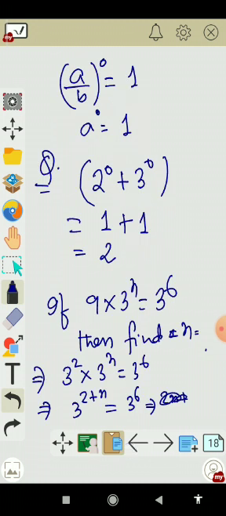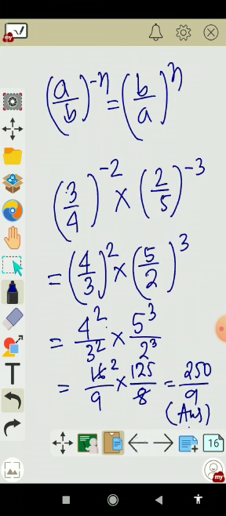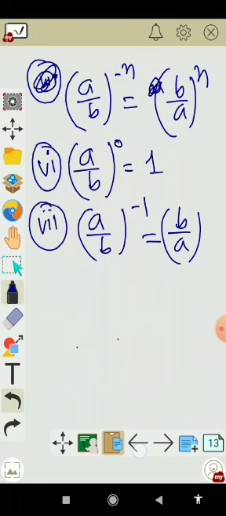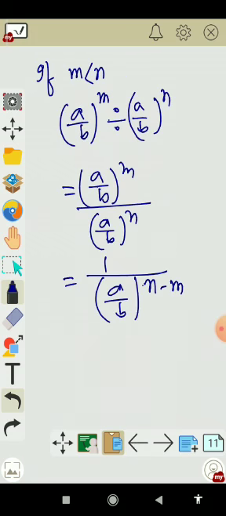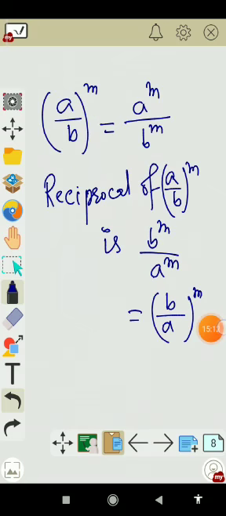So hope you understood this. This is another important type of problem. So we have seen all the types of formula and their application also. If you go through the video again, you will understand better.